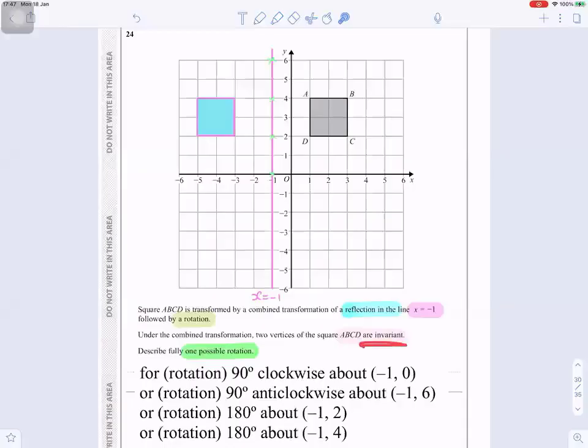And the invariant is very important because it means two of the points will stay the same. They will not change. That's what invariant means. So two of the points, the vertices, the coordinates for two of the points would stay the same. That's why it says invariant.